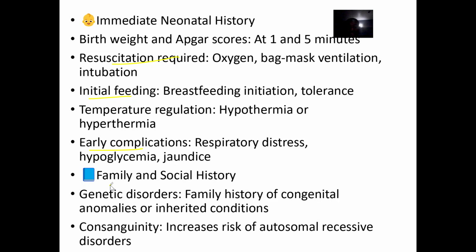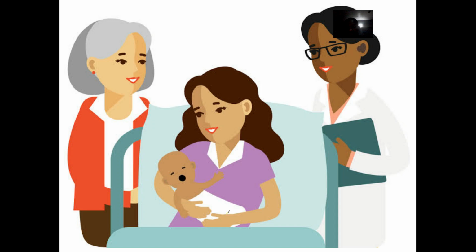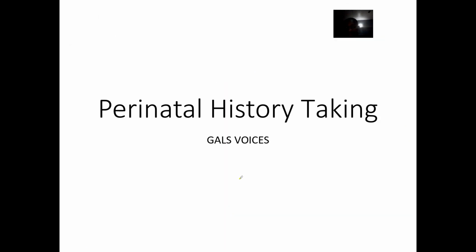Then family and social history. You look at whether the family has any disease condition that has been passed from generation to generation, and risks of autosomal recessive disorders. So for the perinatal history, these are the important things that I shouldn't miss out and should always ask about.